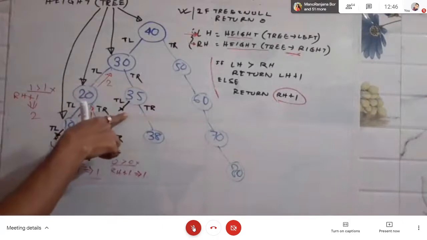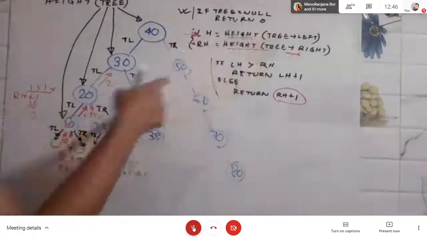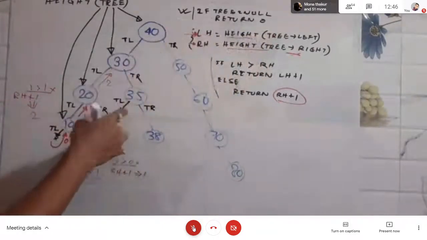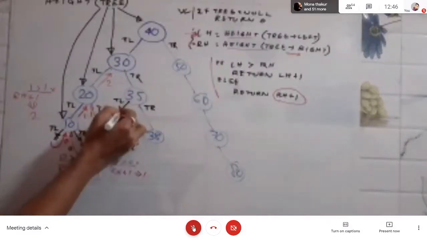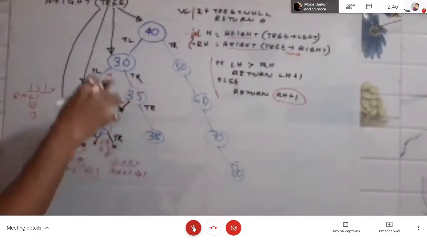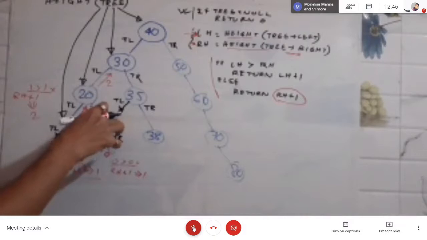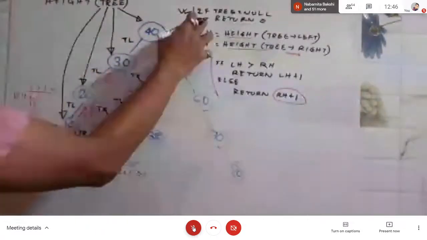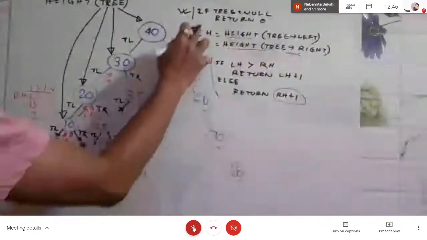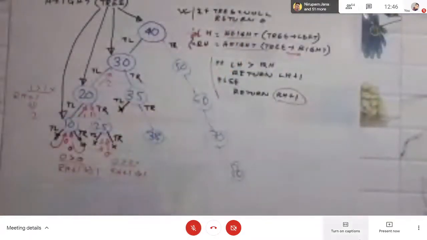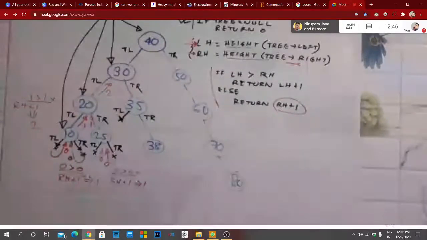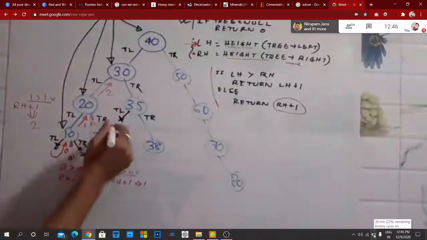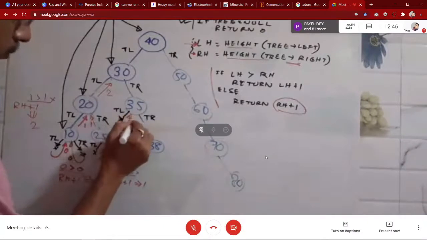So it will first call TL, that means tree left, with the same function height. Now it will call this tree left with the value null. After calling this with the value null, it will enter into this function height. Obviously, as it is null, this will return 0. So TL will return 0 to 35. So this will return back with the value 0.